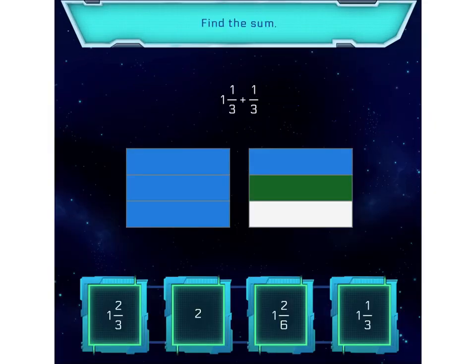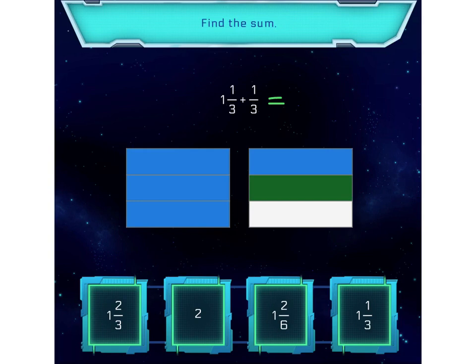In this example, we're adding 1 and 1/3 to another 1/3. So if you could picture this fraction here, this mixed number 1 whole and 1/3 is all being represented with the color blue. And this fraction 1/3 is being represented by the color green. You would end up with a total of 1 whole and combine those for 2/3.